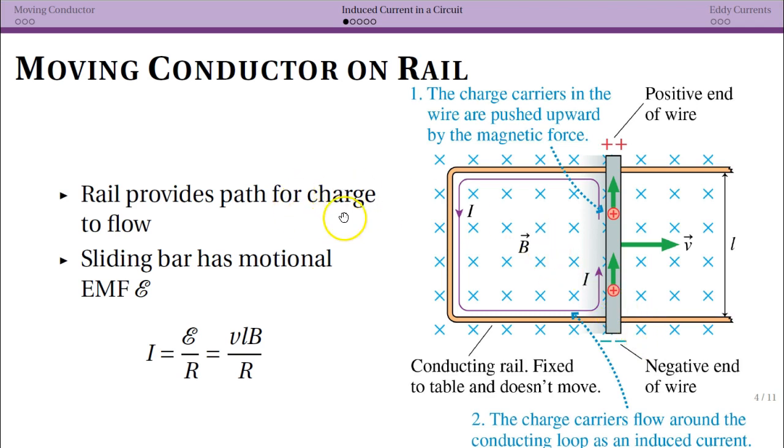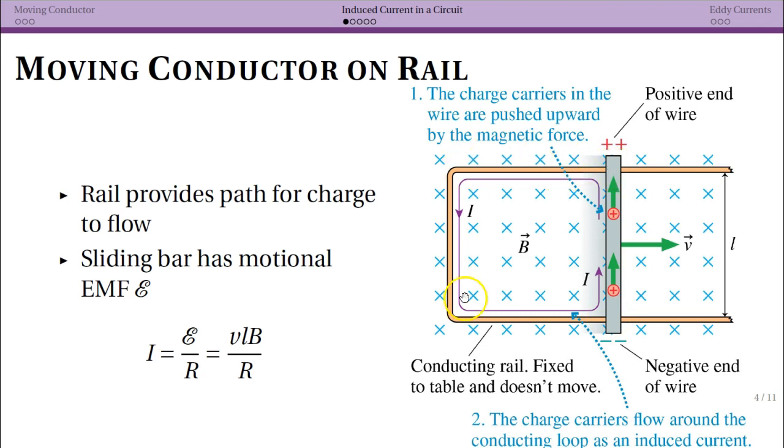So the rail is providing the path for charge to flow. It's the wire. And we've said that the sliding bar has motional EMF, curly E, and so that becomes our delta V. And so we get a current, where EMF is given by vLB, where L is this length here, and B is the uniform magnetic field that's perpendicular to v, which right now we're assuming is constant for this analysis. So we get a current flowing due to this charge separation. And again, this charge separation only occurs in this conducting bar because that's the only part that's moving.